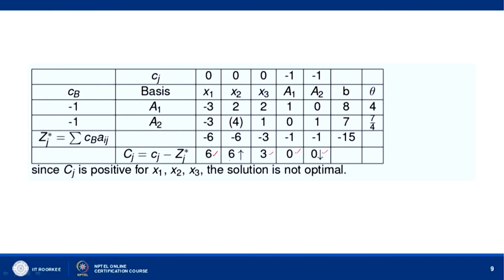So, Cj is positive in the column x2 and in the column x3, but the maximum value of these two positive values is 6. So, this column is the key column. Now, we have to find the key row. So, divide the elements of the B column by the corresponding values in the key column. So, 8 by 2 gives 4, 7 by 4 gives 7 by 4. Now, of these two values of theta, we see that 7 by 4 is the minimum. So, this row is the key row, and the intersection of the key row and the key column gives the key element, which is 4.